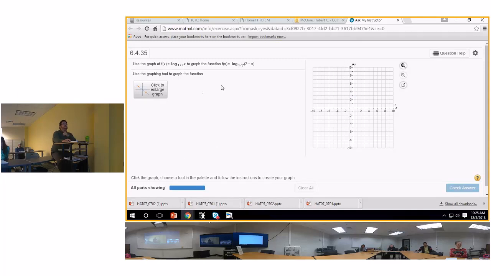Okay, this is a test question because it's real simple. Change base what? Can your calculator graph anything besides log base 10 and log base e? No, it cannot. So you've got to change these into change base formulas. Okay? How do you do that?